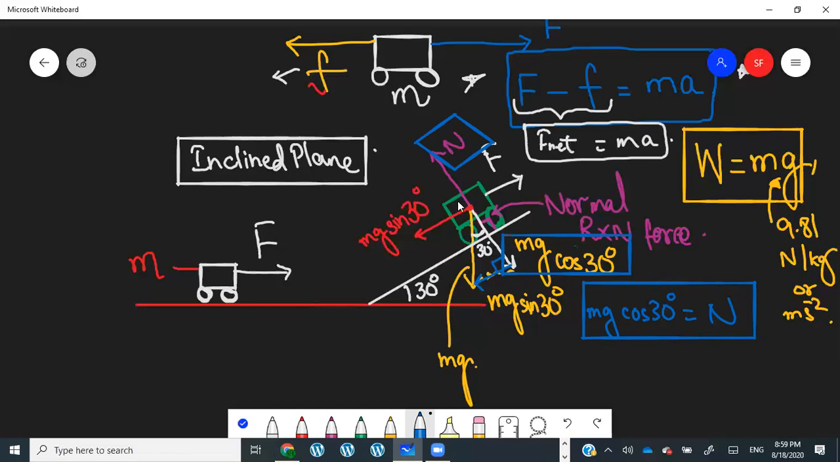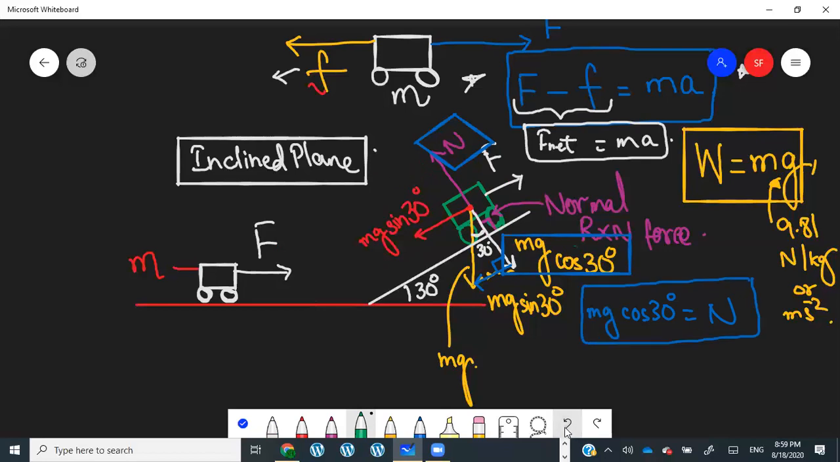So what about this one, down the plane? Can we get an equation from here? Yes. What's going to be that equation? mg sine 30 will be equal to F. No, it's not going to be equal to F. It's going to be equal to F only if this cart was moving at a constant velocity. But I'm telling you, the cart is not moving at a constant velocity. It is moving with some acceleration.